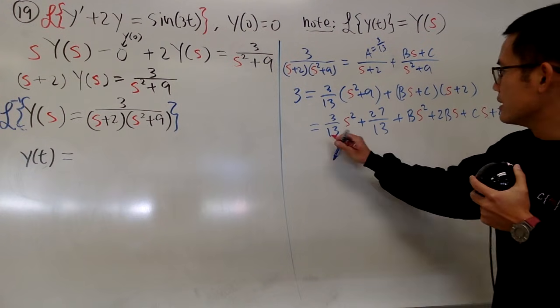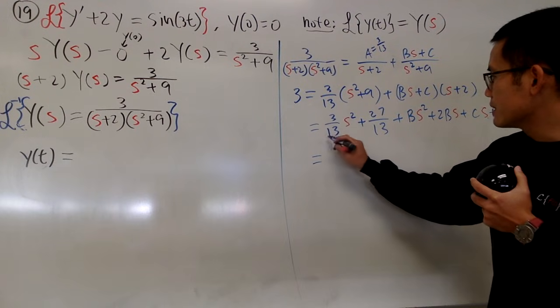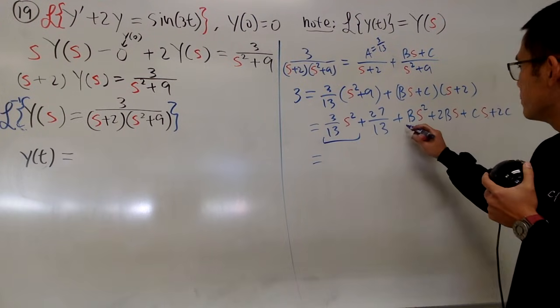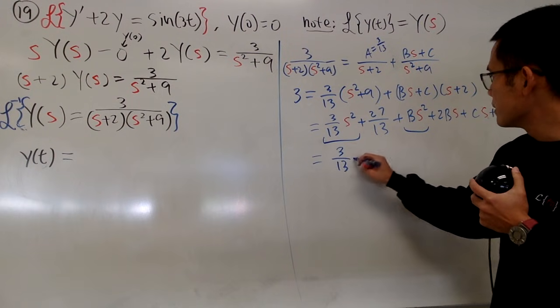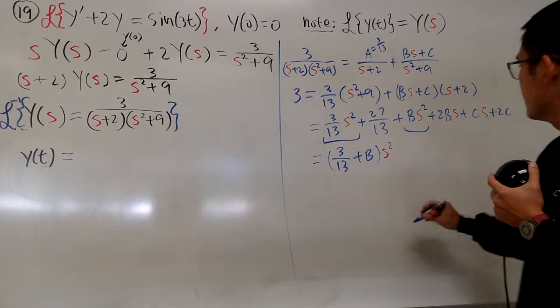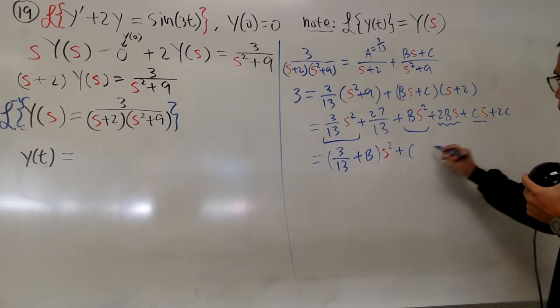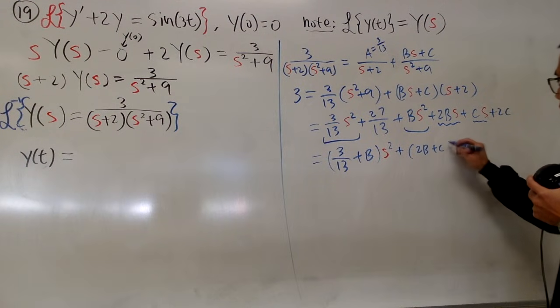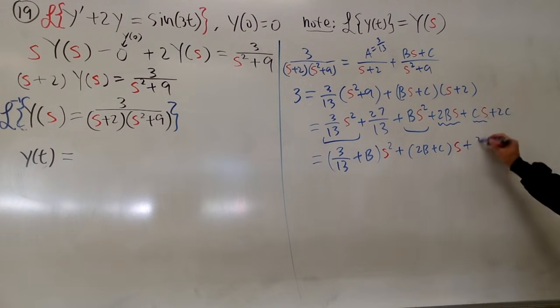Here we have this 13. Let's just write it down. Here we have 3 over 13 s squared and all that. So I will say 3 over 13 plus b, and of course this is the s squared term. And then plus this and that is the s term, so we have 2b plus c. That's the s term. Lastly, we have plus 27 over 13 plus 2c. Like this, that's the constant term.